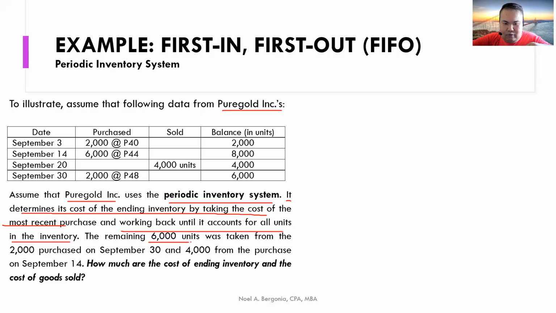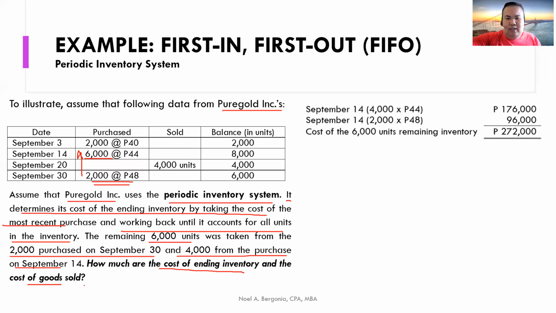The remaining 6,000 units were taken from the 2,000 purchased on September 30 and 4,000 purchased on September 14. So as you can see, since bumili tayo ng 2,000 on September 30, what we could assume under first in, first out is that 2,000 of that 6,000 ending inventory came from the September 30 purchase. And the remaining 4,000 will come from September 14, na 6,000 units yung nabili natin, pero 4,000 of that will be part of the ending inventory. And the rest na hindi kasama sa ending inventory are presumed already sold, so they will be part of the cost of goods sold. So again, the question is magkano po yung ending inventory and our cost of goods sold.